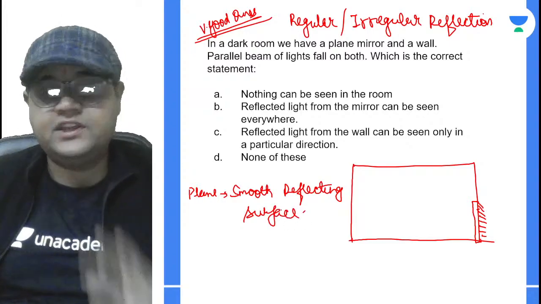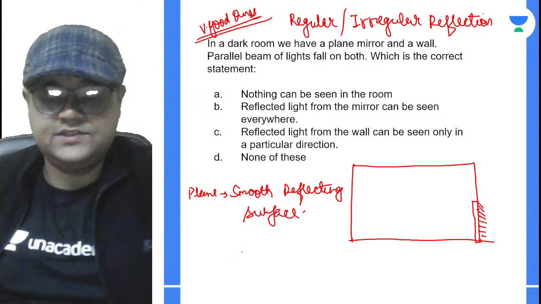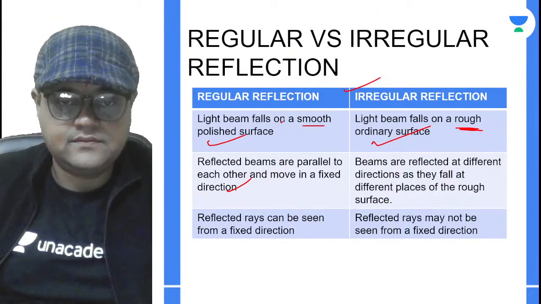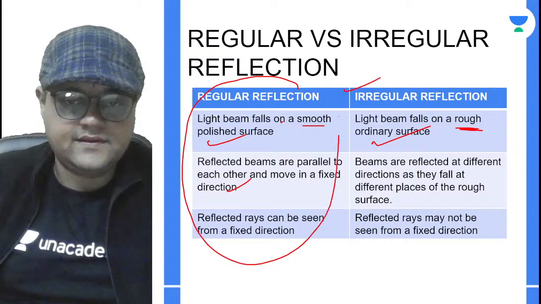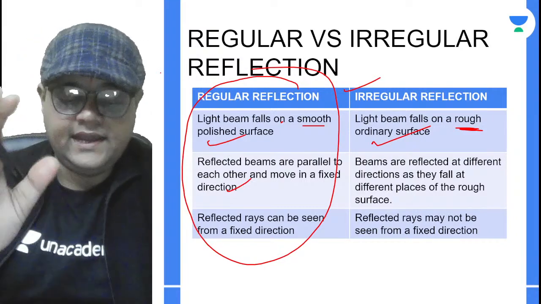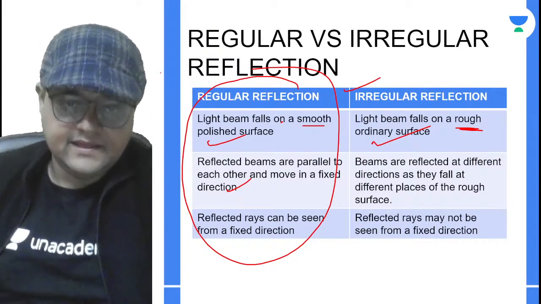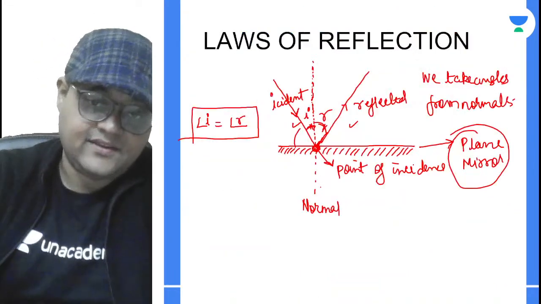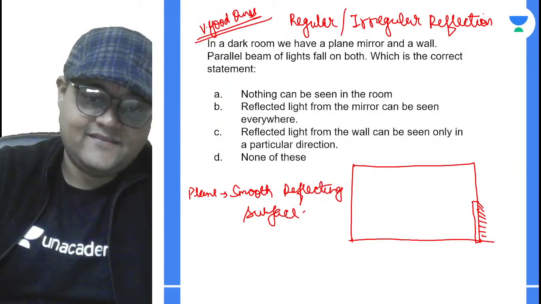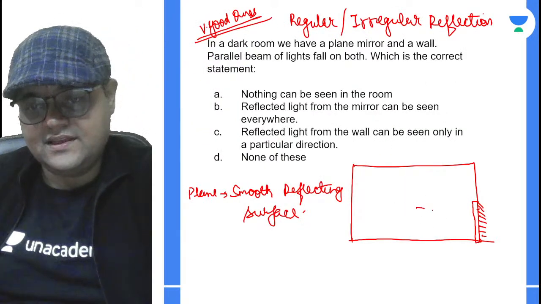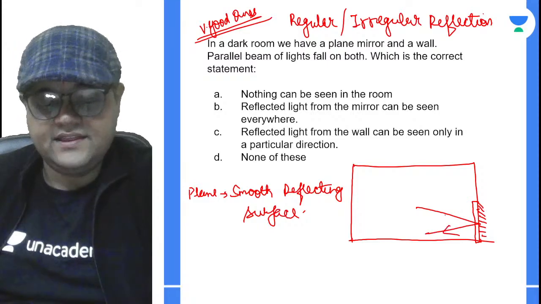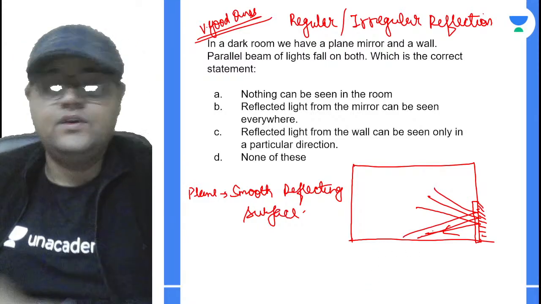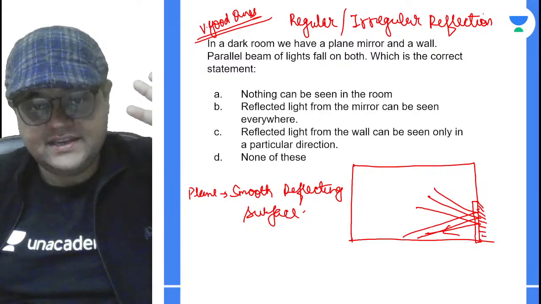In case of a smooth reflecting surface, what happens? Just see these slides which I have told you. Now you'll get a hint from this particular slide. Reflected rays can be seen from a fixed direction. Now let us suppose a ray is incident and it is reflected. A ray is incident, it is reflected. Now, it can be from any direction.